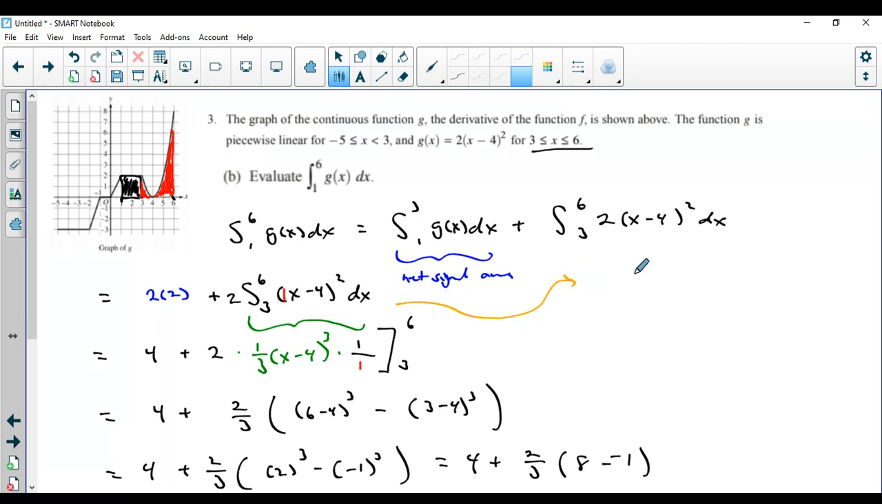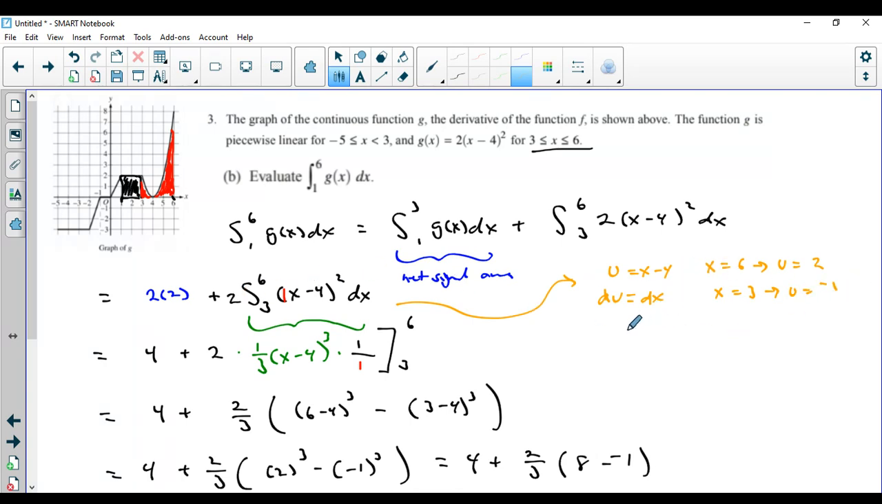But if you were to go after it, right, you'd let u equal x minus 4. du would be dx, right? We do the whole deal where, hey, if we're going to change our variable to u, we should change our limits to u. So when x equals 6, that would imply that u equals 6 minus 4, which is 2. And when x equals 3, u equals 3 minus 4, which is -1.